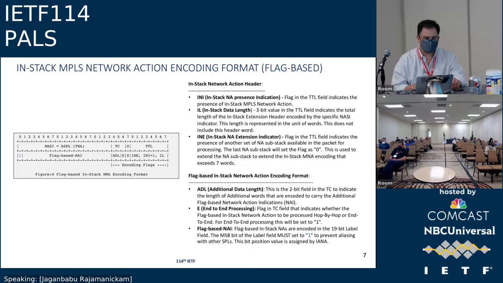Another field is the TC field, which will be repurposed to add additional data length. This is a 2-bit field in the TTL to indicate the length of the additional words that are encoded to carry the additional flag-based network indicators. For example, currently we can encode 19 offset fields here. So if a 20th application comes and requests an additional flag-based indicator, then the ADL will be set to 1, so that we can add another LSC to encode the flag-based indicator. Next slide, please.